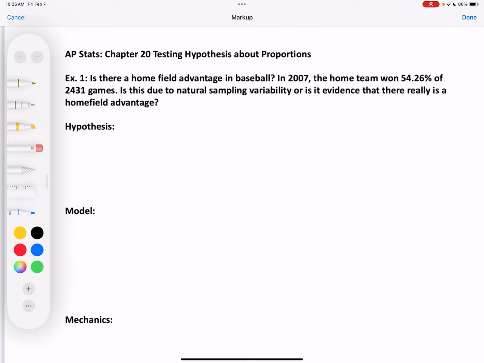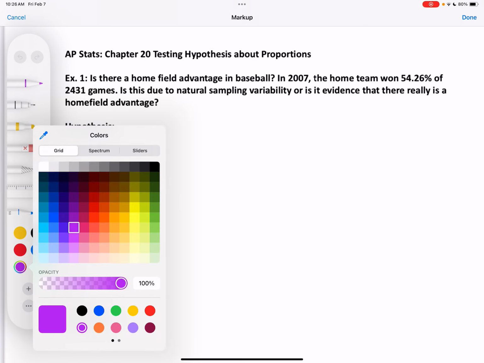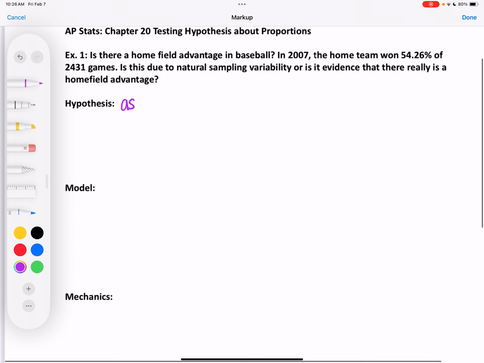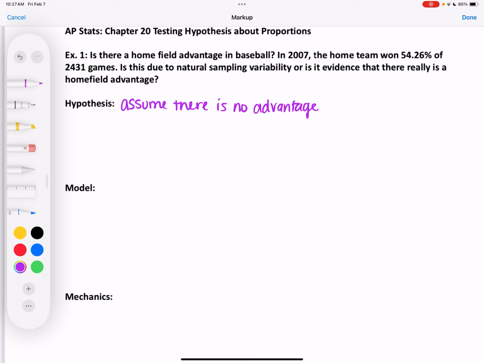All right, so for the hypothesis, I'm going to try to write in words, and then also write mathematically, what we're looking for. All right, so basically our hypothesis, we assume that there's no change. So we're going to assume, specifically for this problem, there is no advantage. And P is the proportion of games won.